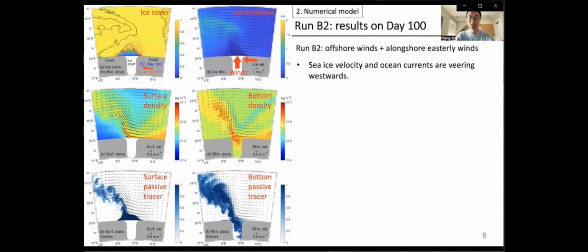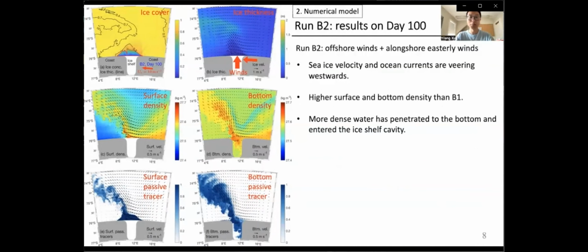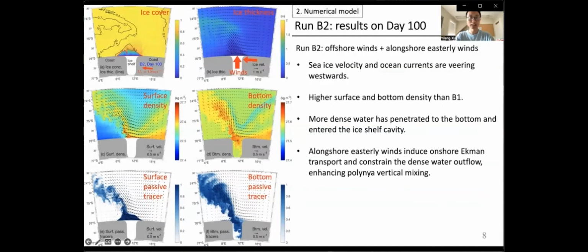Now we switch to run B2. In this case, alongshore easterly winds are added besides offshore winds. Both sea ice velocity and ocean currents are veering westwards because of the easterly winds. Meanwhile, in panels C and D, higher surface and bottom density is observed in B2 than in B1. This together with panels E and F shows that more dense water has penetrated the bottom and entered the ice shelf cavity. After detailed examination of the model results, we realize that the alongshore easterly winds induce onshore Ekman transport, which constrains the dense water outflow. As a result, more dense water stays locally in the polynya water column, and vertical mixing is enhanced.